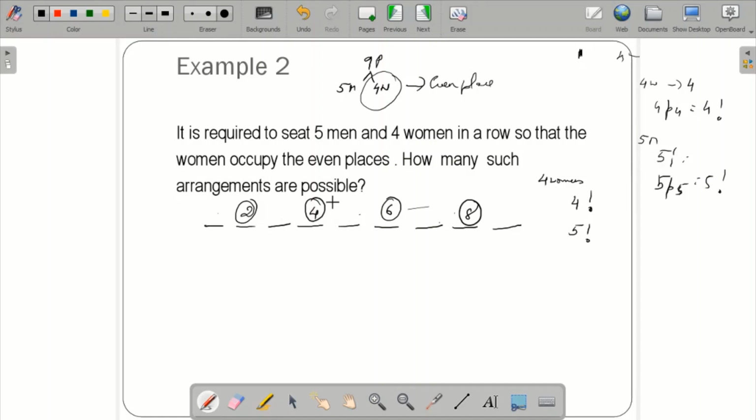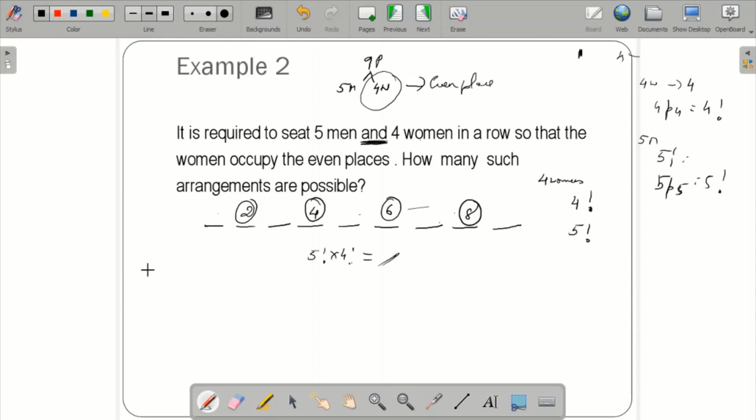What is the product rule? It is required to seat 5 men and 4 women. If you remember, the product rule is "and": 5 men and 4 women. So the answer is nothing but 5 factorial into 4 factorial. So this is the answer for this particular problem. So this was the explanation. So let us write it in the theoretical answer way.